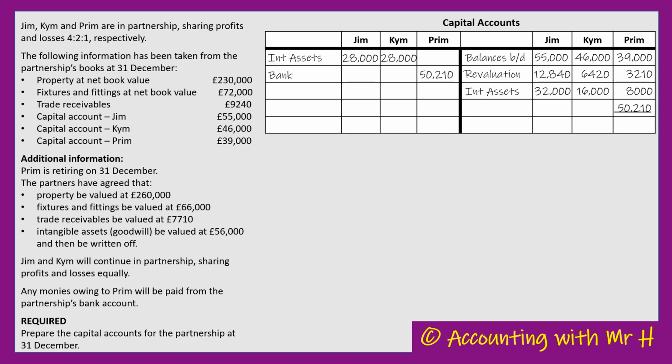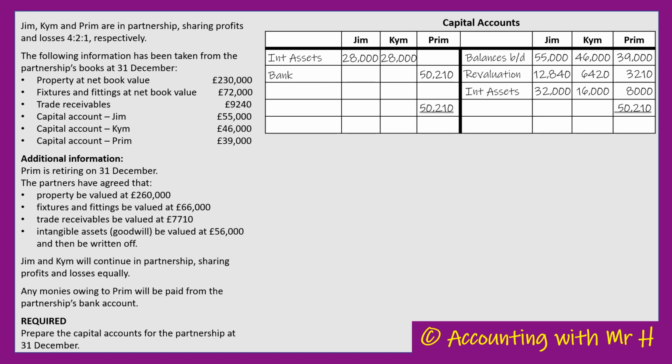So that's going to reduce her capital completely. It's going to eliminate it. That's right, because she's leaving, she's taking it all out. And that would be double entered to the credit of the cash book in the bank column because she's literally taking it from the partnership bank. And then I can total Prim's debit column. There we go. So Prim, she's gone. She's retired. She doesn't have a balance brought down. She can't have a balance brought down because she's left. She's gone. She's no longer a partner.